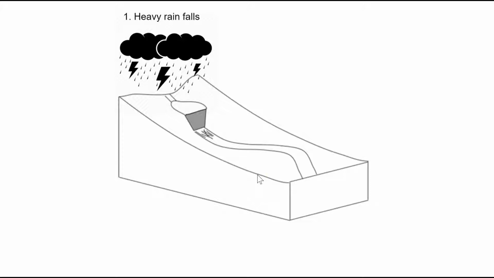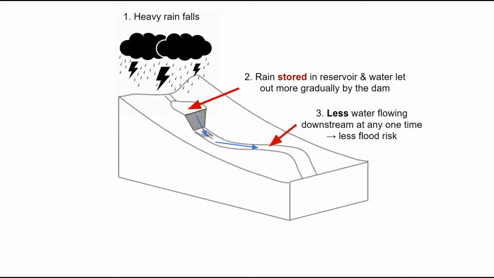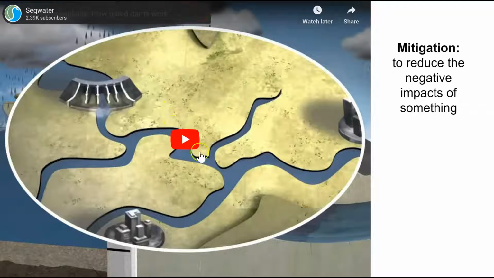Here comes the heavy rain falling in the upper part of the drainage basin. If you have a dam here with the reservoir behind, you can store some of the rainwater there. You can let it out more gradually, so the amount of water coming down the stream is reduced at any one time, and there's less of a flood risk downstream. So you can pause the video here and copy that into your notes. Let's take a look at this video of it in operation.